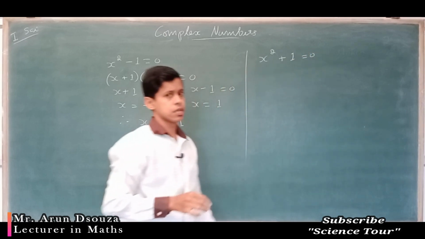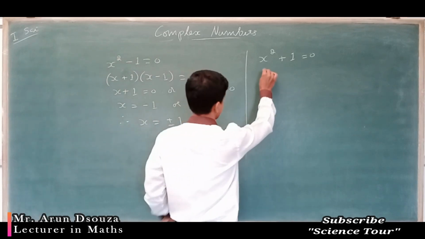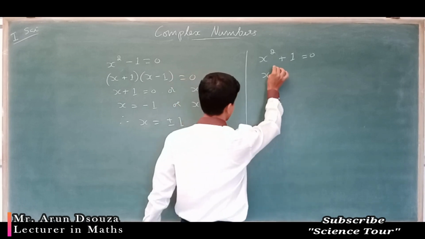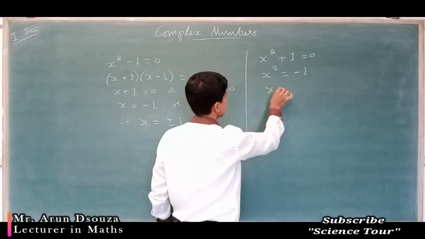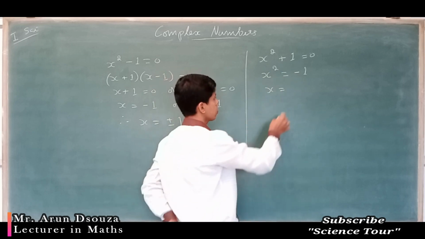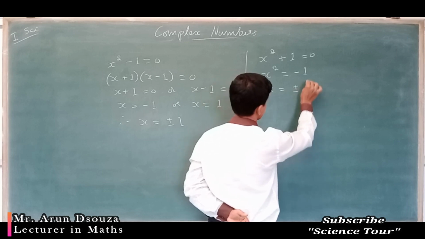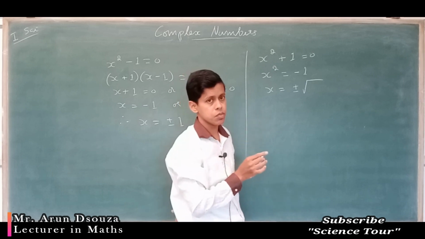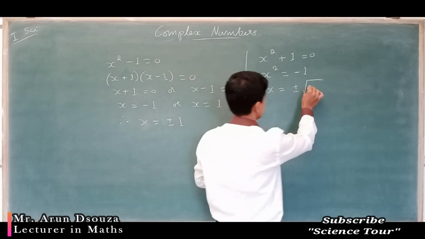Now suppose I have a quadratic equation of this form. Now what happens here is you have x square is equal to minus 1. So what is the value of x? See, you have to take the square root on both sides. So if you take square roots here, what do you need to take? Plus or minus. When you take a square root, it should be plus or minus, because there will be two values which satisfy the quadratic equation.